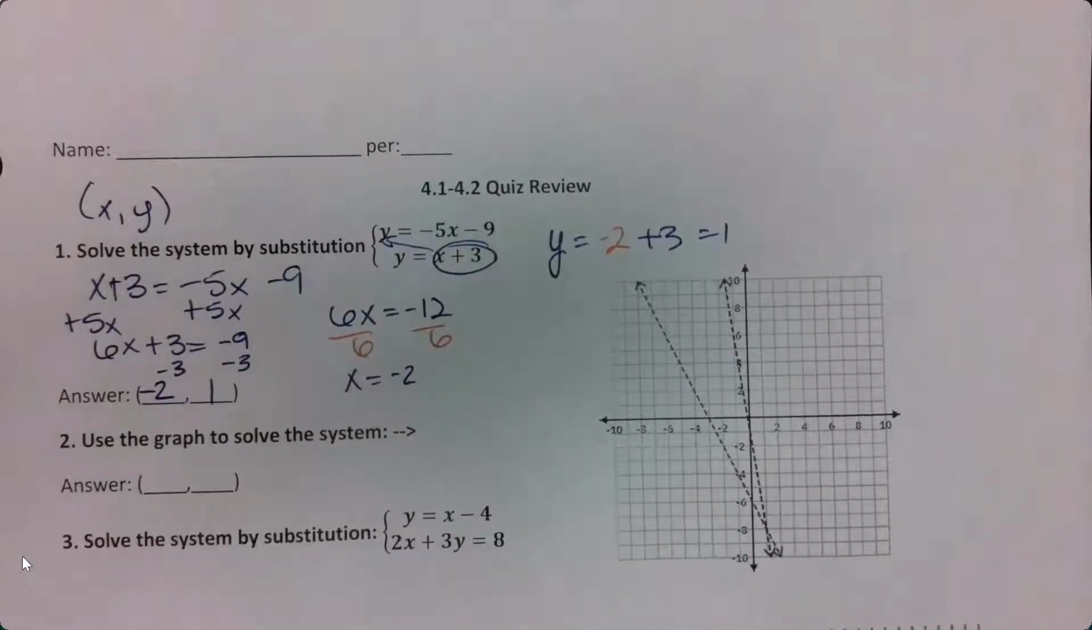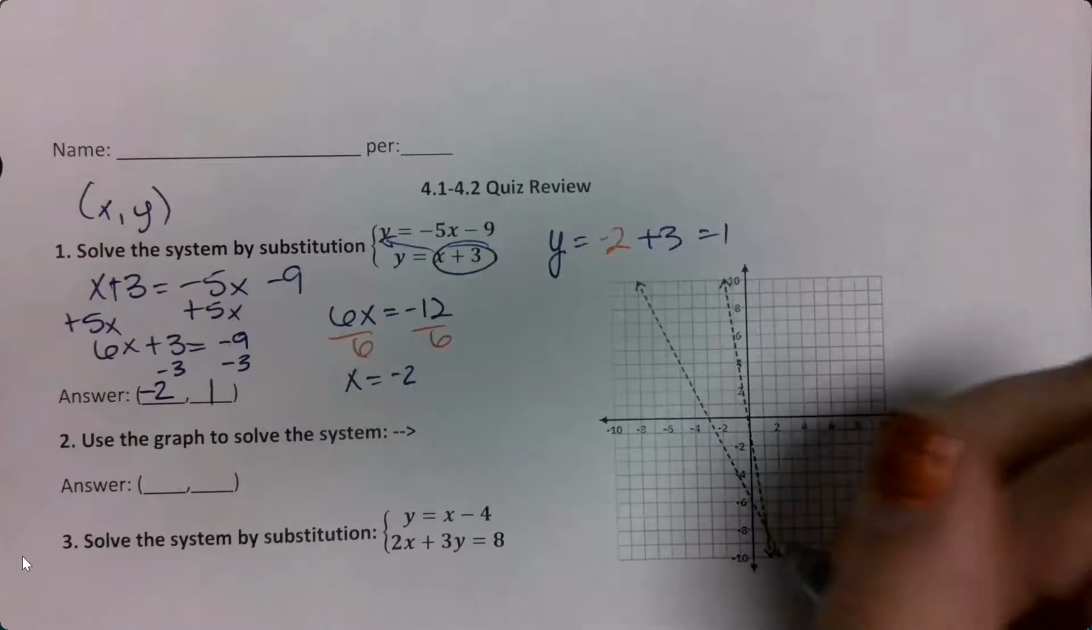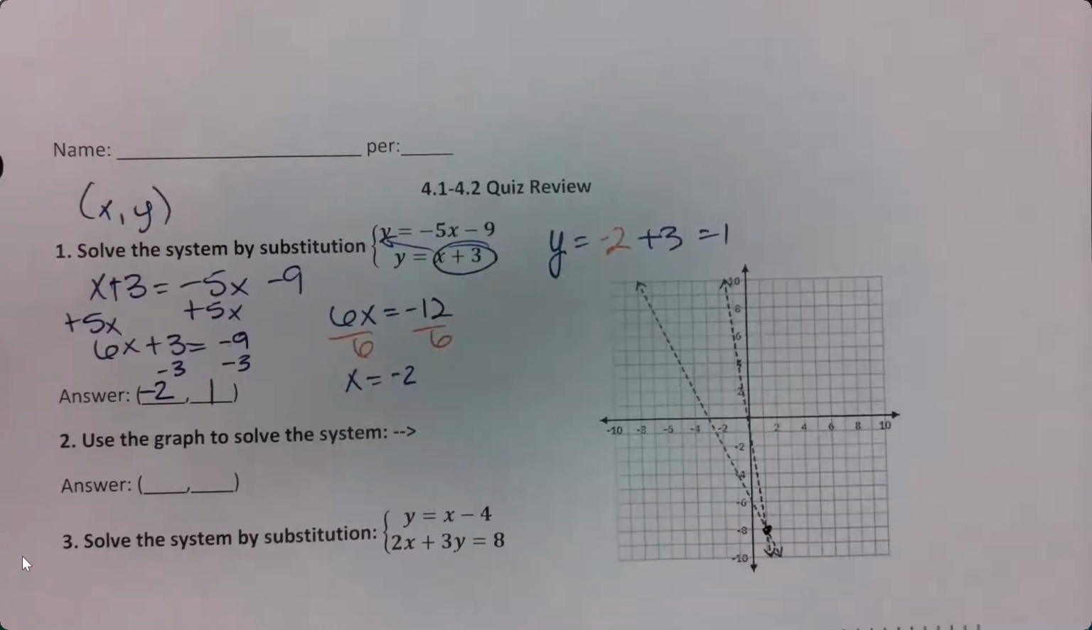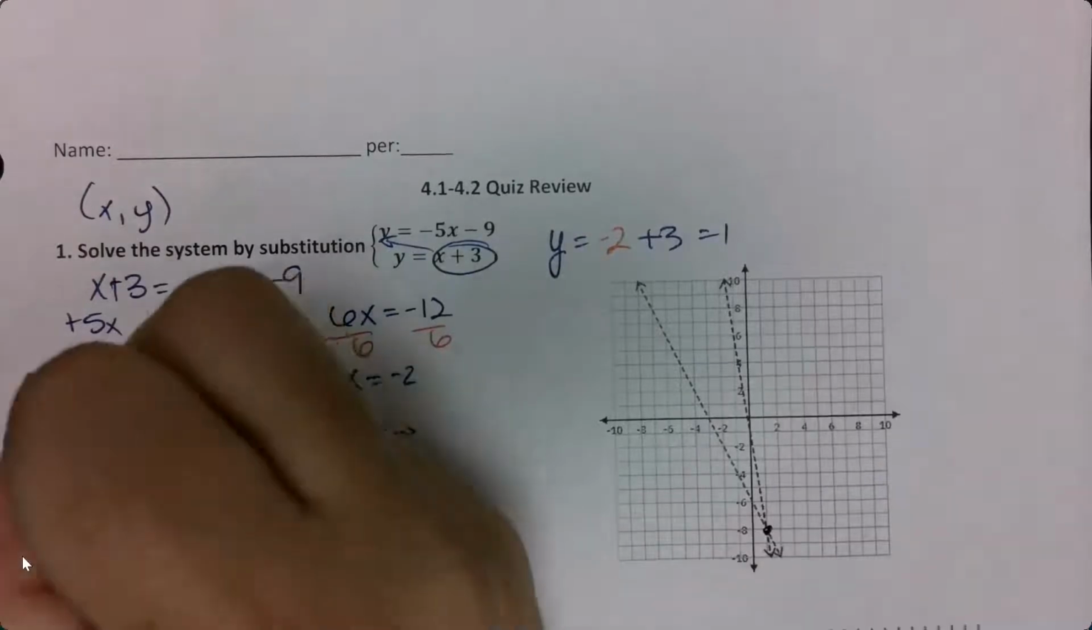Number 2 wants me to use the graph to solve the system. So I am looking for where they cross, which is right here at 1, negative 8.